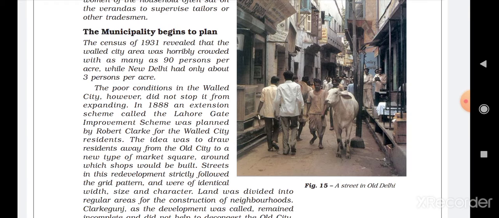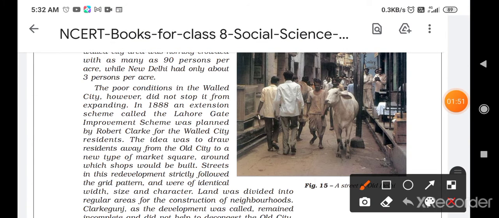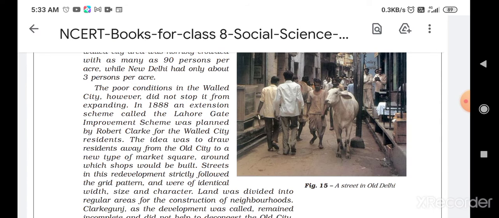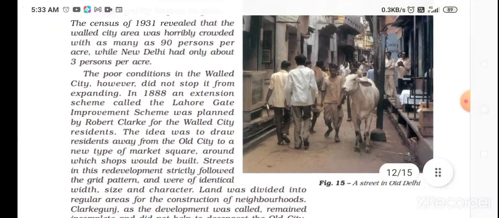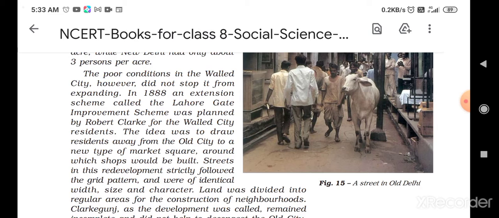Basically, what happened? Robert Clark was a general and the viceroy of India in 1888, and he implemented an extension scheme named the Lahore Gate Improvement Scheme. This was planned by Robert Clark for the walled city residents. This was the first time the Britishers were doing something for the walled city people. So this was planned by Robert Clark for Shahjahanabad's residents.